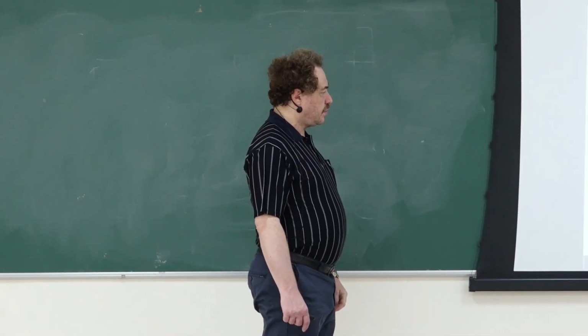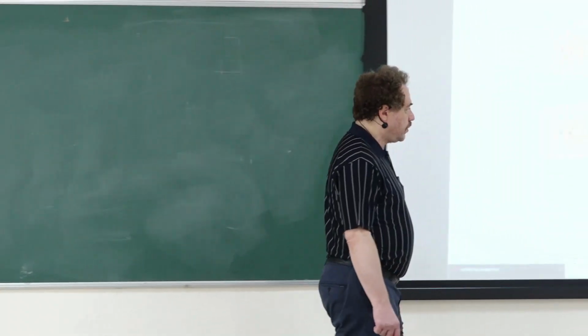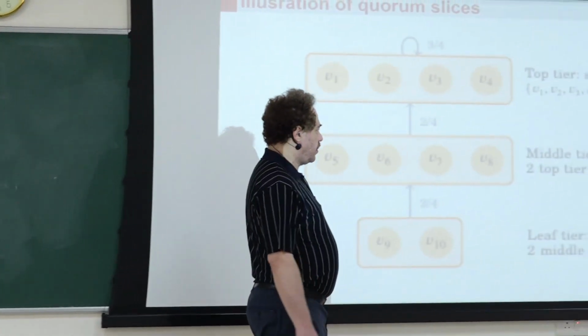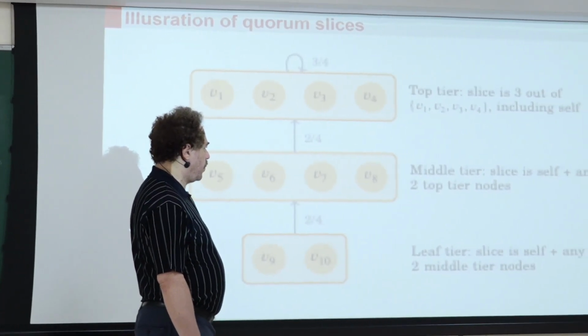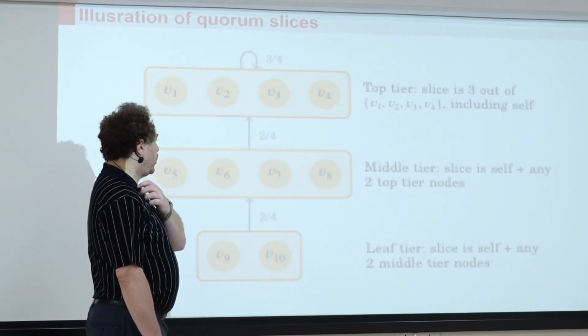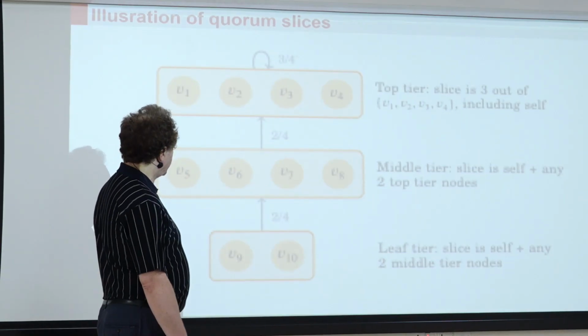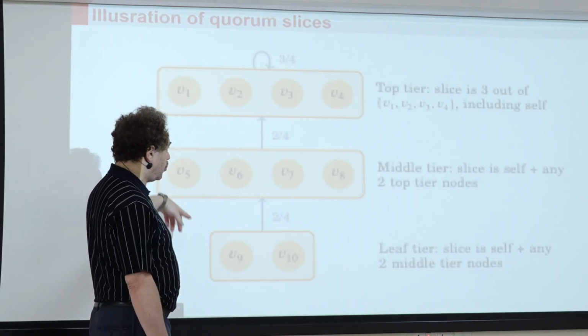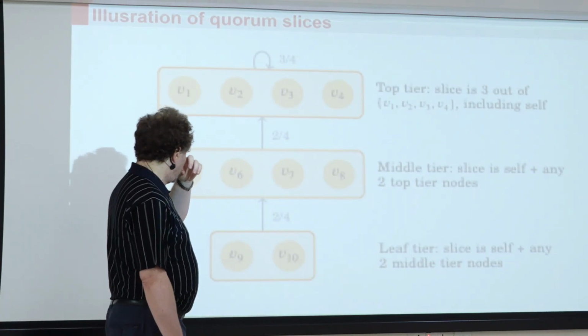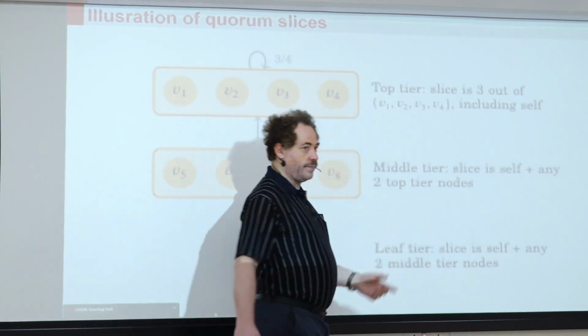So then we combine. What would be a quorum in this case? Well, as a matter of fact, the quorum in this case would still be all the nodes, which is not beneficial, because every node wants to include itself.